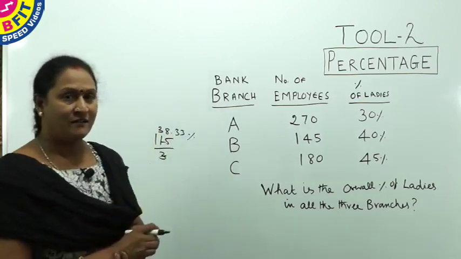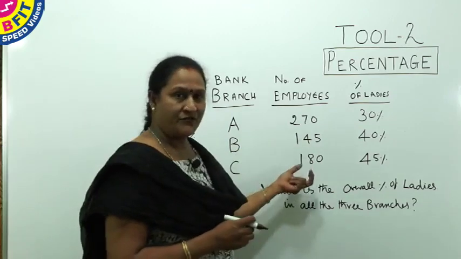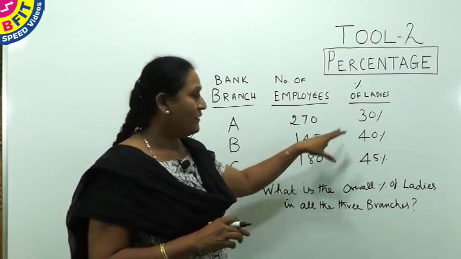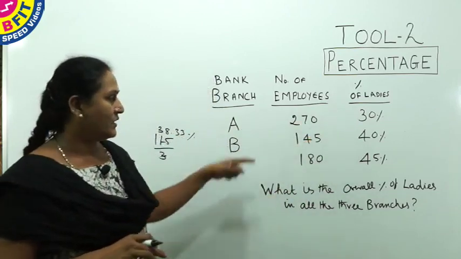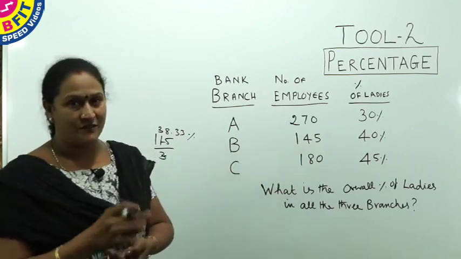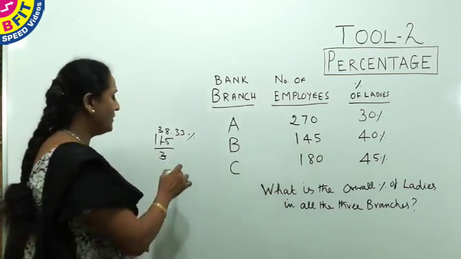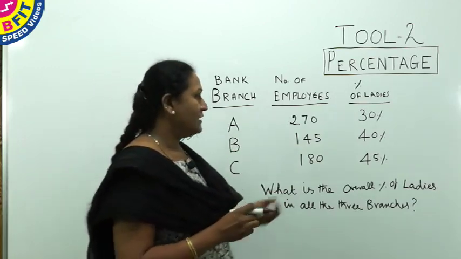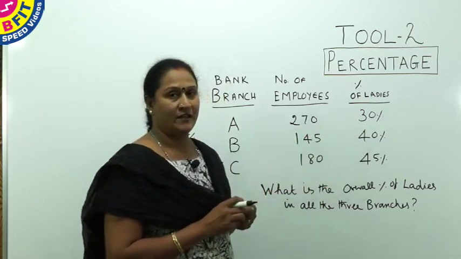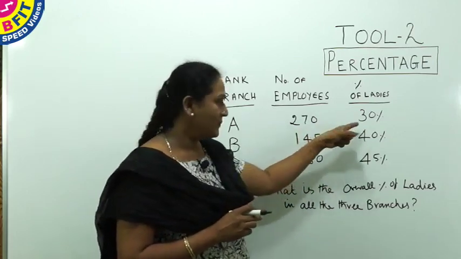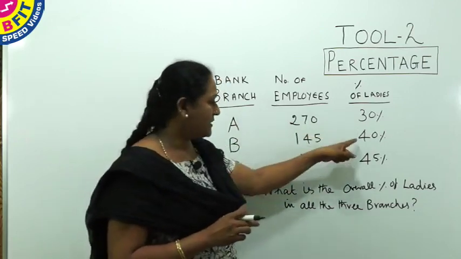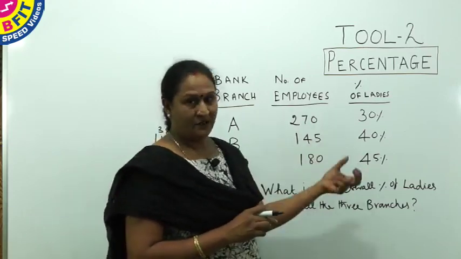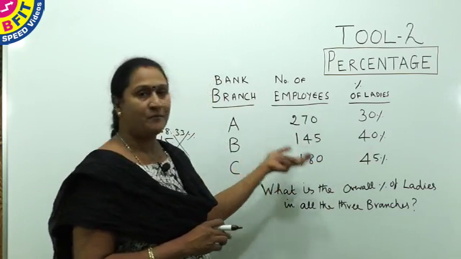And now what's the answer? 38.33. Is it correct? When the base is different, we can't work with the percentages. If the base is the same, we can work with the percentage itself. Here the number of employees in each branch is different, so the base is different and we can't work with the percentages. How to do the working? We have to find the number of ladies in each branch: 30% of 270, 40% of 145 and 45% of 180.